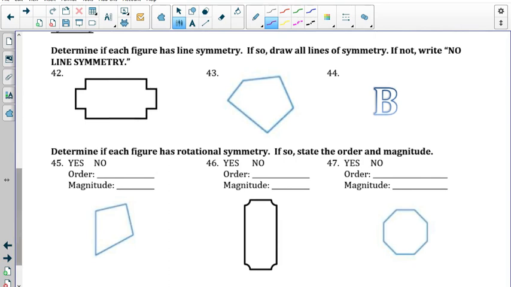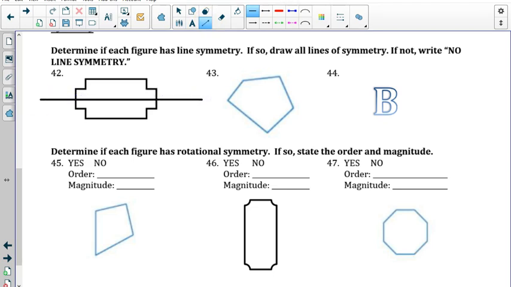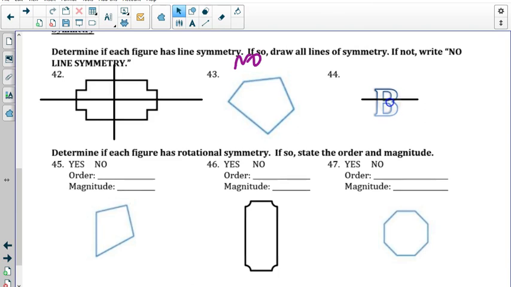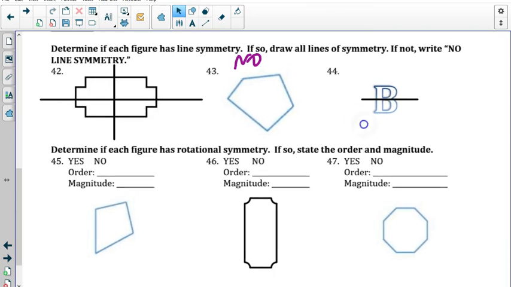Symmetry. Determine if each figure has line symmetry, and if so, draw all the lines of symmetry. So, this one you can fold top to bottom. You can also fold left to right. And that's it. This one is a no. This one's tricky. It looks like the top matches the bottom. We're just going to draw a line and say, yeah, it folds top to bottom. So it has one line of symmetry.